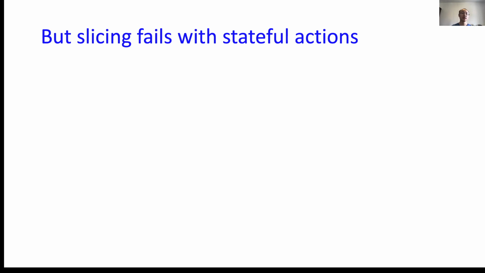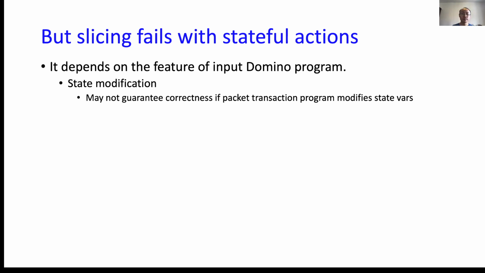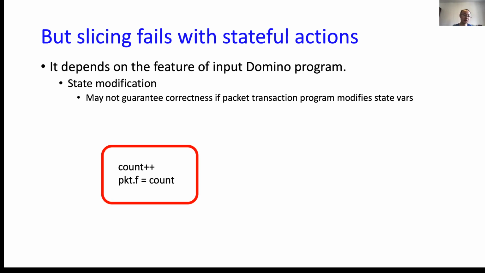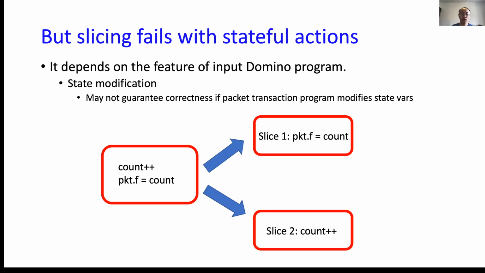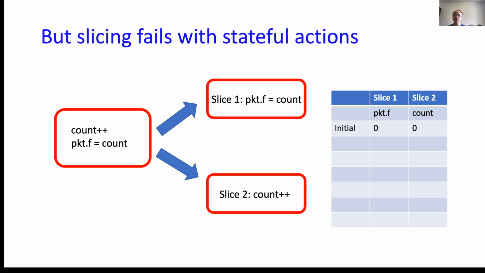However, the naive slicing cannot work for every benchmark. It may fail when we try to do state modification. So let's take a look at another example where we add 1 to the count value and set the updated count value to packet.f. We have two slices. The first one takes care of packet.f and the second one takes care of count. So what will happen in this setup? Suppose both of them have the initial value 0. When the first packet goes through this pipeline, the count value in the second slice will be increased by 1.